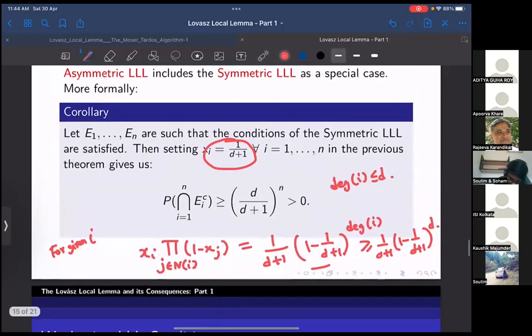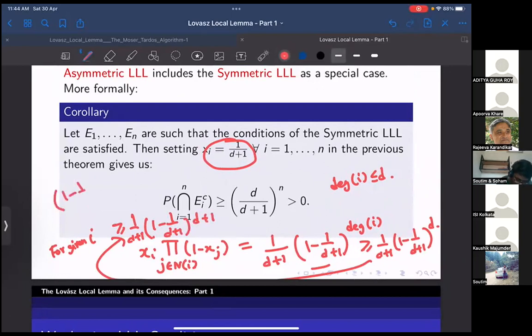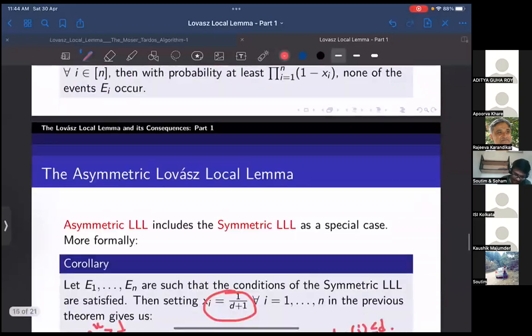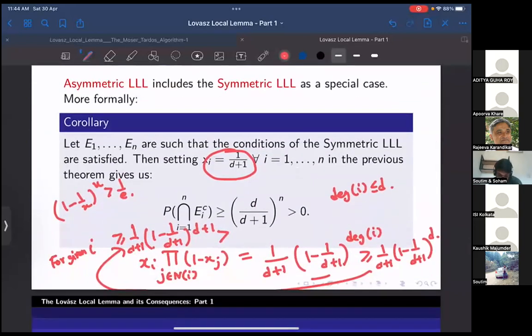Again, from here I can write down that it's greater than or equal to 1 by d plus 1, 1 minus 1 by d plus 1, whole power d plus 1. And we know from the famous inequality that this is greater than 1 by e. So that is how this exponent appears here, and that's what justifies setting this value to be this. It gives us back our Lovász lemma conditions.